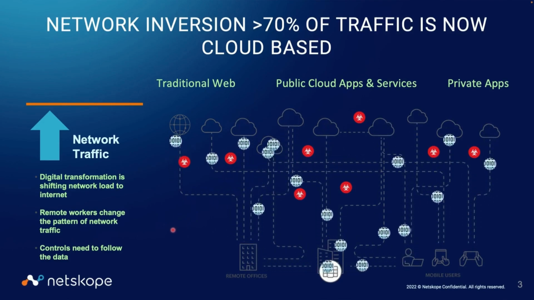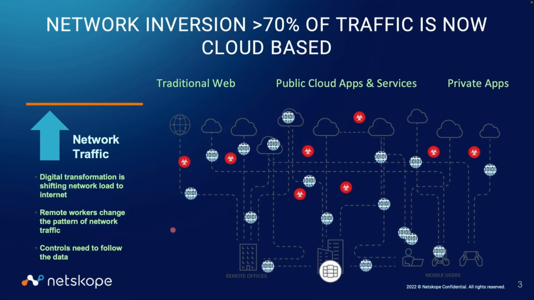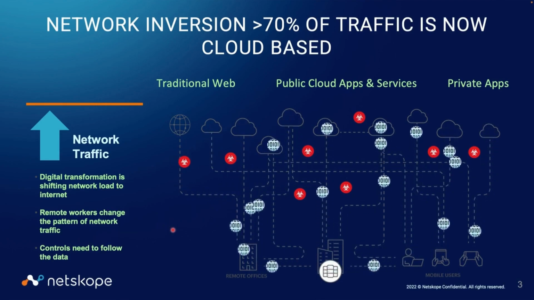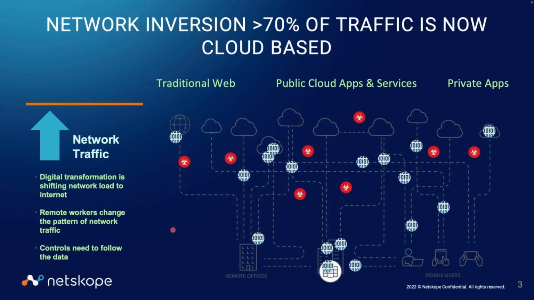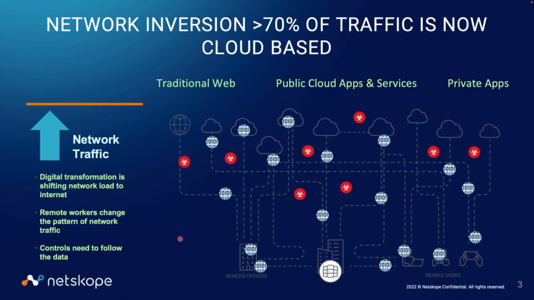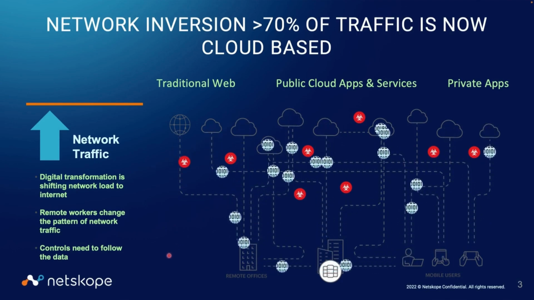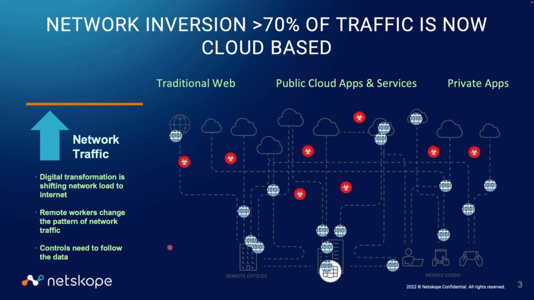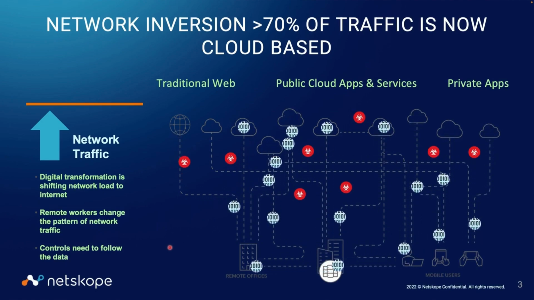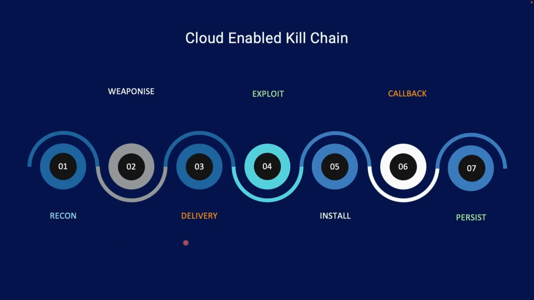The impact of digital transformation and the shift to remote workers has resulted in a network inversion where more data is destined outside the data centers than inside. This creates new challenges for the security teams to control the flow of data and make sure they secure the users at the same time.